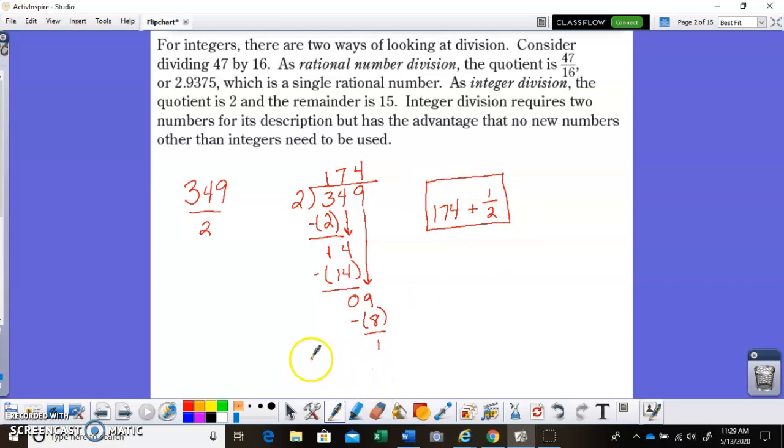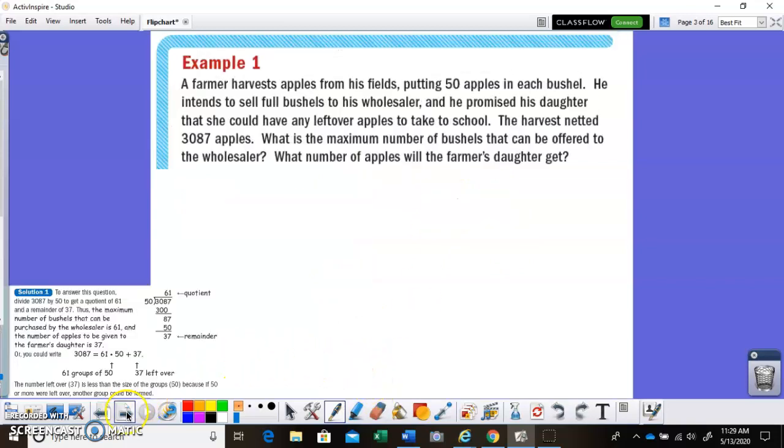Okay? So now let's check out a word problem. We have a farmer who harvests apples from his field. He's putting 50 apples into each bushel basket. He intends to sell each bushel basket to the wholesaler, and he promised his daughter that she could have any leftover apples to take to school. The harvest netted 3,087 apples. What is the maximum number of bushels that can be offered to the wholesaler, and what number of apples does the farmer's daughter get?